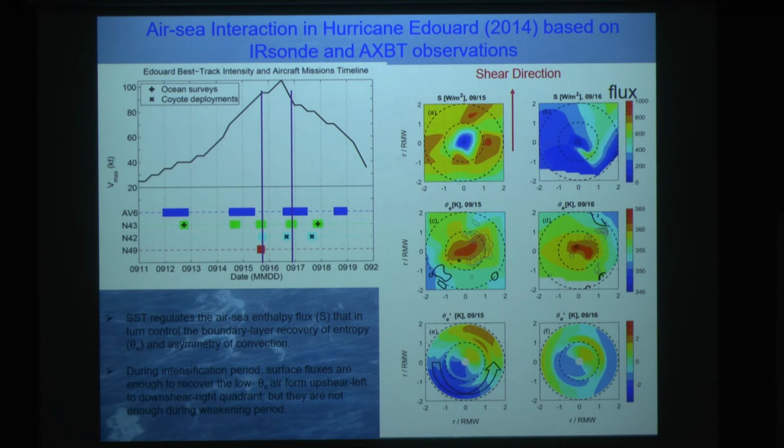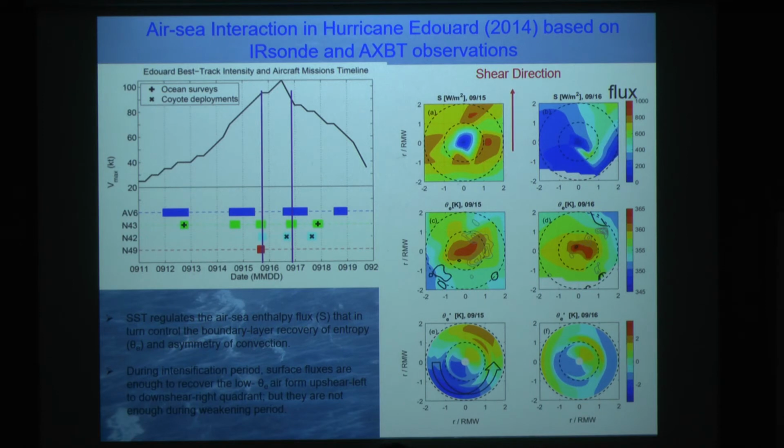Because the hurricane is rotating fluid, the air travels along this inflow trajectory. As the air parcel travels from the upshear left quadrant to the downshear right quadrant, theta E is increased through air-sea fluxes. The enthalpy flux moistens the boundary layer and also increases the temperature, so theta E would increase as the air parcel travels from here to there.